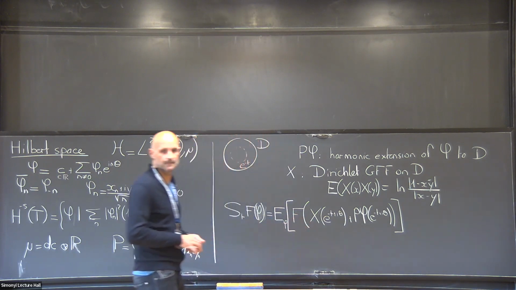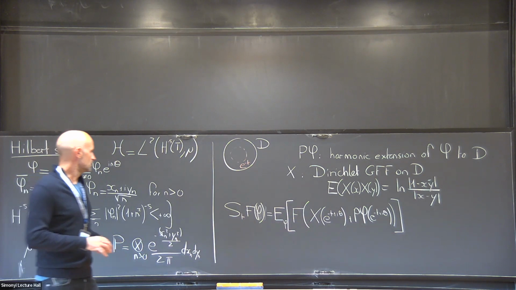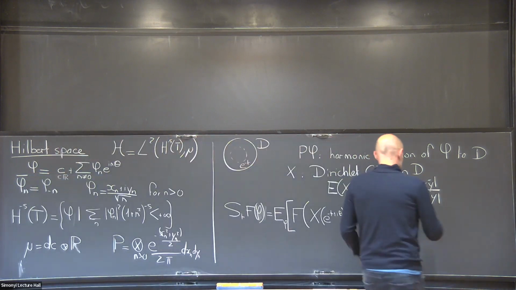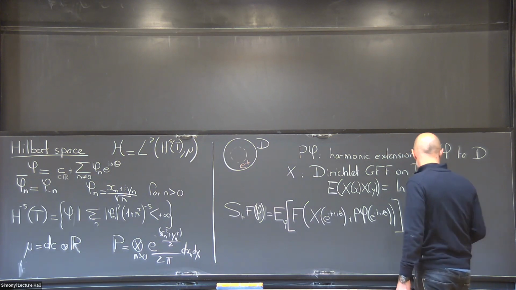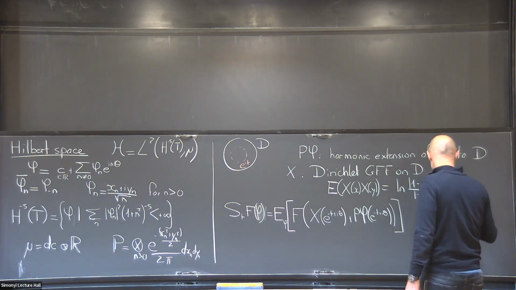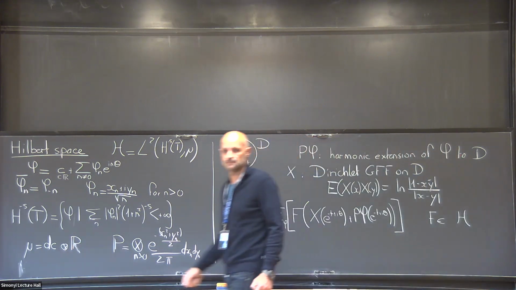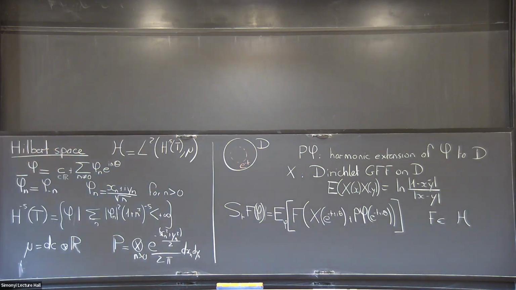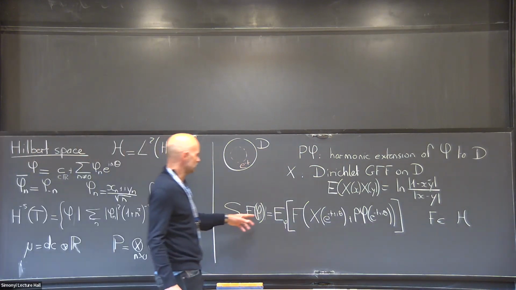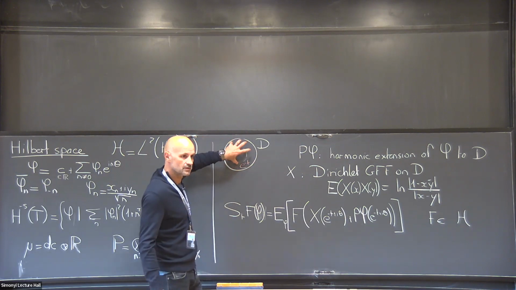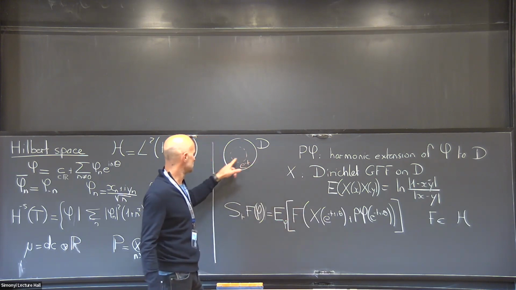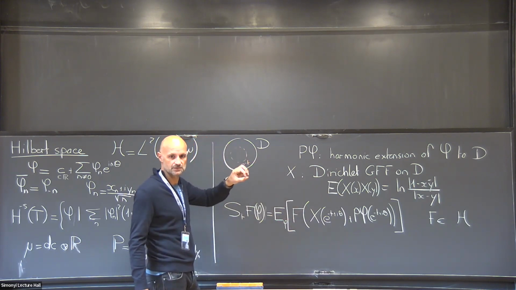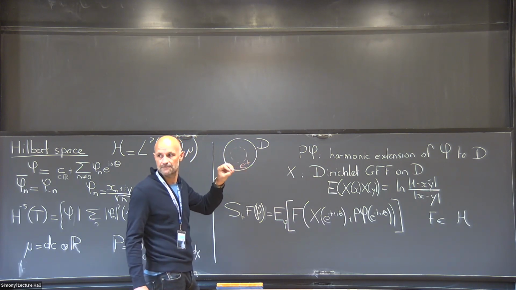Okay. Sorry, what is capital F? F is a test function, if you like. F belongs to H. Okay, so you're just looking at this dynamics of shrinking circles, and what this dynamics gives you as a function on these shrinking circles. Okay, is that clear?